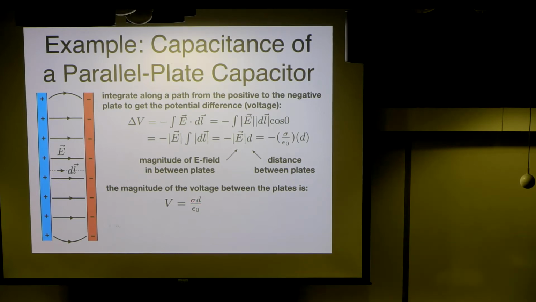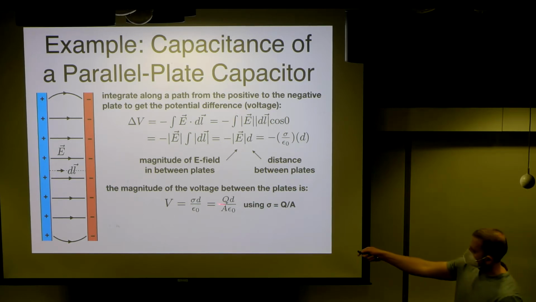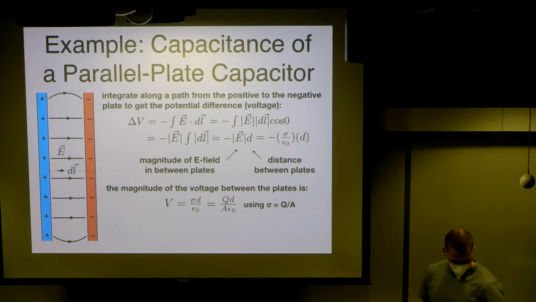Now can someone tell me what's the definition of sigma? What's an equation I can use to replace that variable? Q over A. It's just Q divided by A. It's the charge per unit area. So I can write this as Q divided by A. And when I do that, notice what happens. The magnitude of the voltage between the plates is now Q times d on top, and then A times epsilon naught on the bottom. That's what we have for the voltage between the two plates. Make sense?